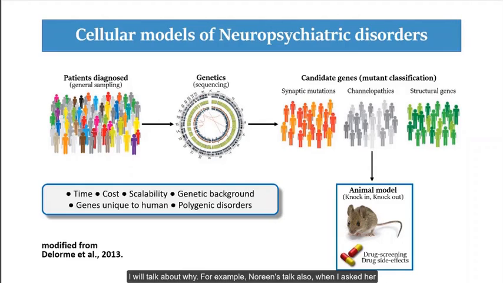I'll talk about why. For example, in Noreen's talk, I asked her whether you can rescue loss of synaptogmin in flies by overexpressing human synaptogmin. The answer was no. There's something going on. There's a difference between synaptogmin in mouse and human that is not exactly the same.